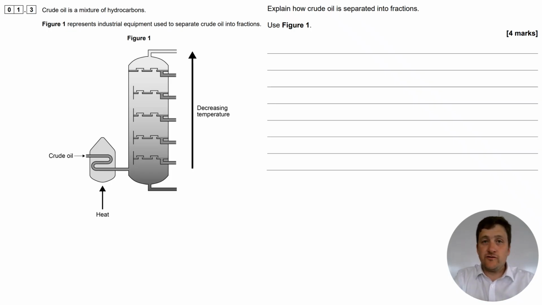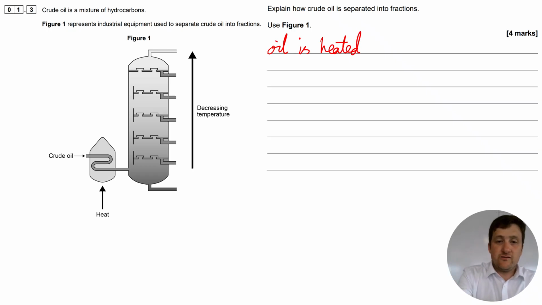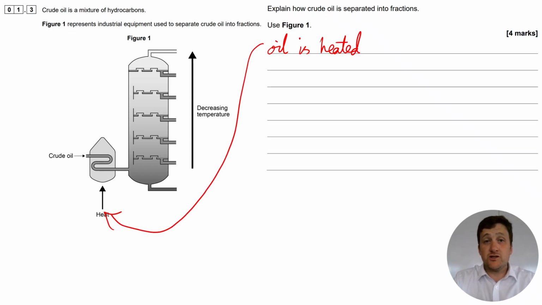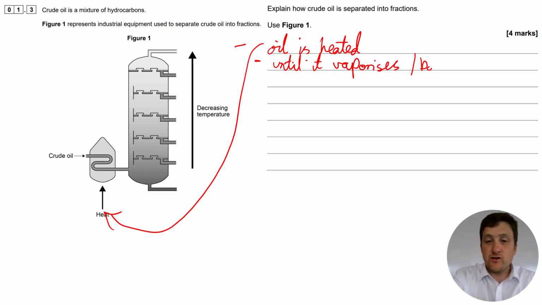And here's another one of our big descriptive or explanation paragraphs. Explain how crude oil is separated. It's not just describe, it's say why for certain steps, okay? So first of all, oil is heated. That's step number 1. Step number 2. Well, how long, or what temperature? We don't need to know the temperature, but we need to know it's until it vaporizes. Vaporize is a great word, but in reality, you can say boils as well. It's turning it into a gas, essentially.